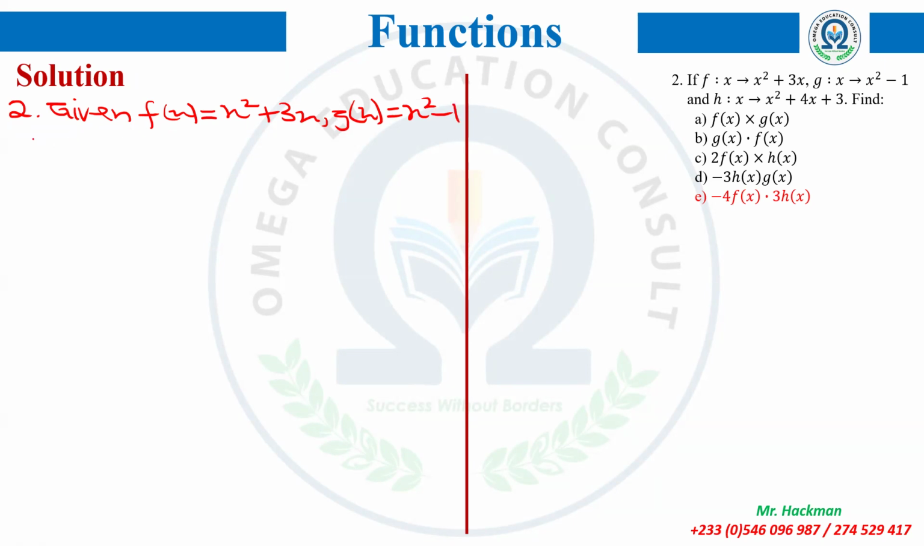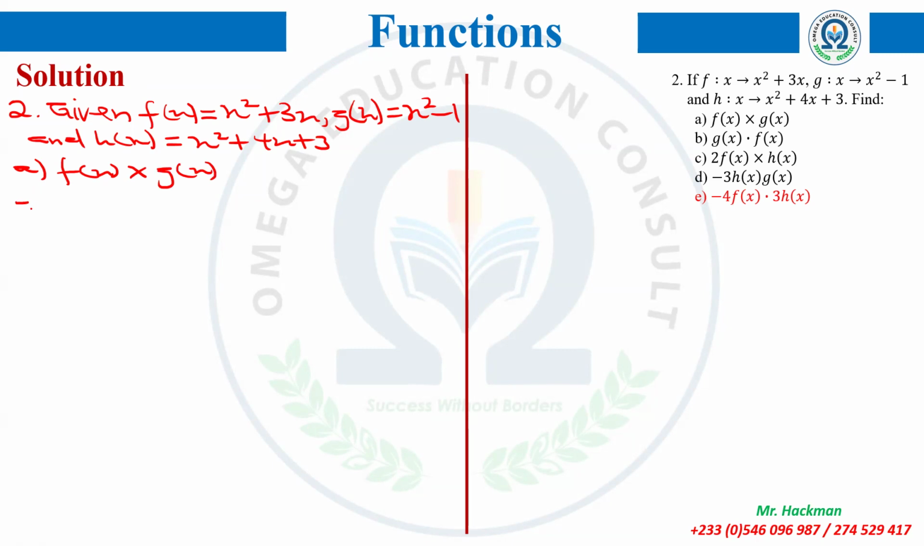Okay, that's not all. My last function, h of x, is equal to x squared plus 4x plus 3. Now you come to A. You don't leave any line unattended to. So A, you are looking for f of x times j of x.